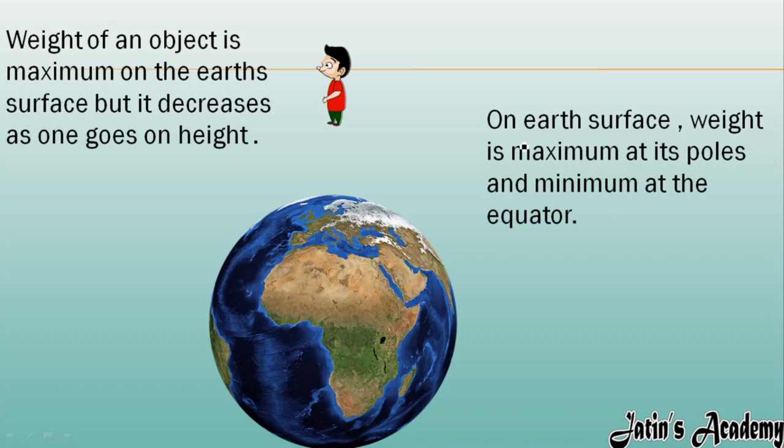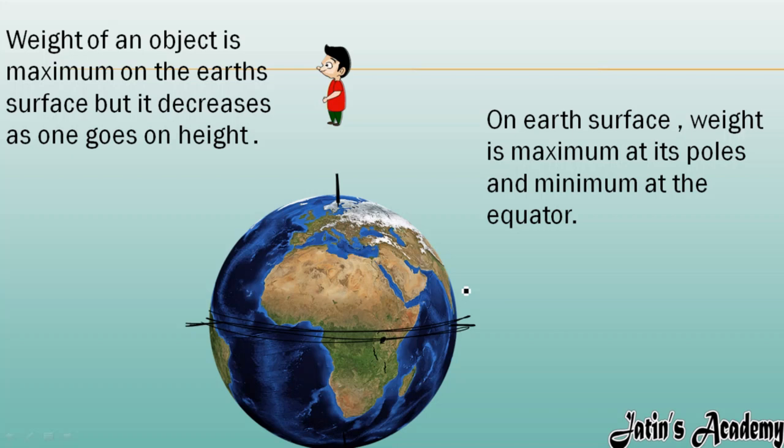On the earth's surface, weight is maximum at the poles. Poles means this one, this is also a pole, here also a pole. So weight is maximum at the poles and minimum at the equator. This is the equator, the central line. So at the equator, weight is minimum and at the poles, weight is maximum. Fine.